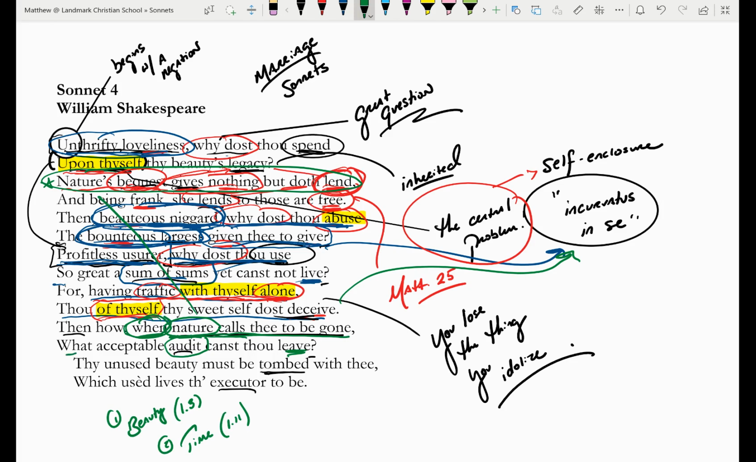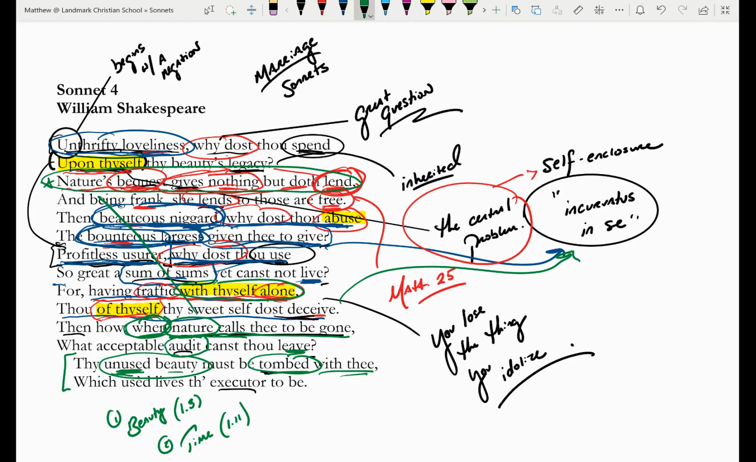And so he summarizes that whole concern in the last couplet. Thy unused beauty must be tombed with thee. Remember, he's with himself alone. So all of his unused beauty, this unstewarded gift, will be tombed with thee. When he dies, it dies. But then we have this prospect of an alternative. It doesn't have to be this way.